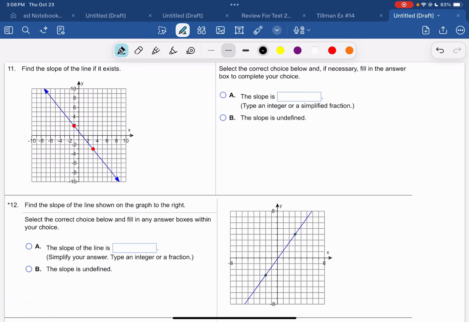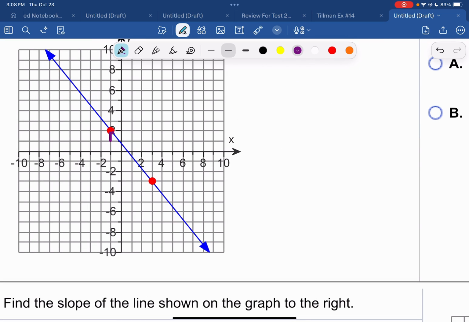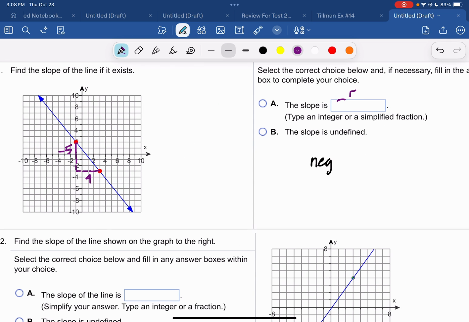All right, for this one, we know it's a negative. So here I have this line that is going down the hill, and I need to count how much it goes down and how much it goes over. So I'm going to count down. Let's make it bigger so you can see it. 1, 2, 3, 4, 5, and over 1, 2, 3, 4. So it's down 5 and to the right 4. Remember, down is negative, so therefore it is negative 5 fourths.